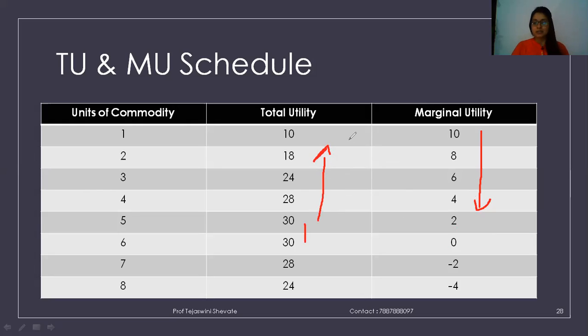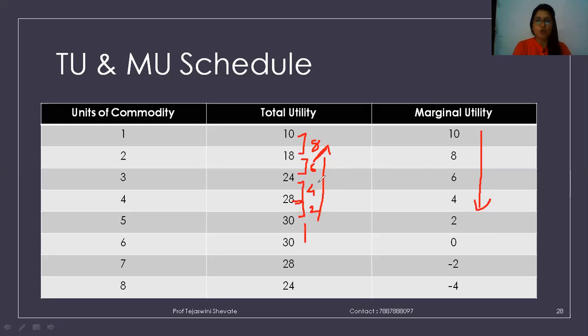Now, what do you understand by diminishing rate? Initially, when there was a growth in the total utility, it increased by 8, right? Then it increased by 6. It did increase, but the rate of growth was low. Then it increased by just 4, and then by 2. So there is an increase which is seen, that means 8, 6, 4, 2, but this increase keeps on increasing at a diminishing rate. Hence it is called total utility increases at a diminishing rate.